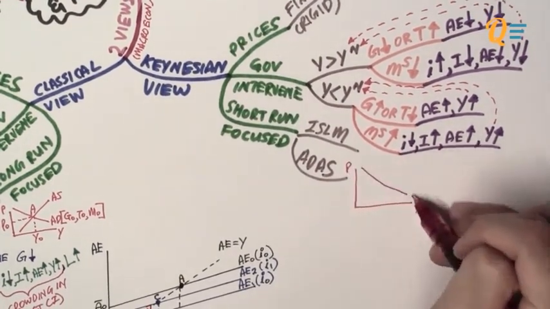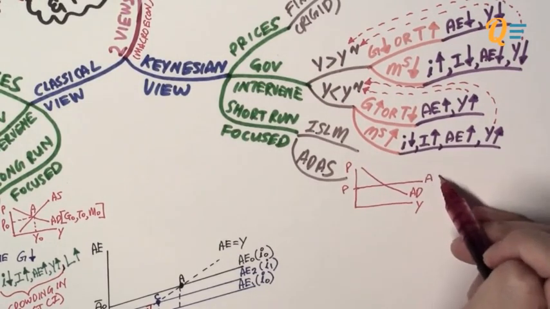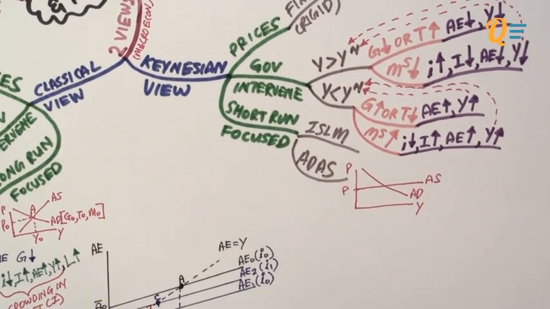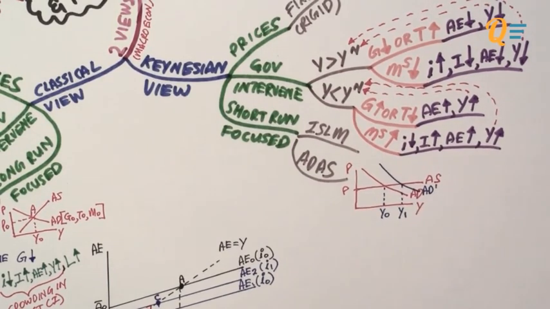And the reason it is not very useful is because in your ADAS model for the Keynesian view, the aggregate supply curve is believed to be a flat horizontal line, as you see over here. So the price level is always fixed. That is why the Keynesian view believes that the price level is fixed. No matter how much you change your aggregate demand, the income level can change, like from Y0 to Y1, but the price level will be the same.